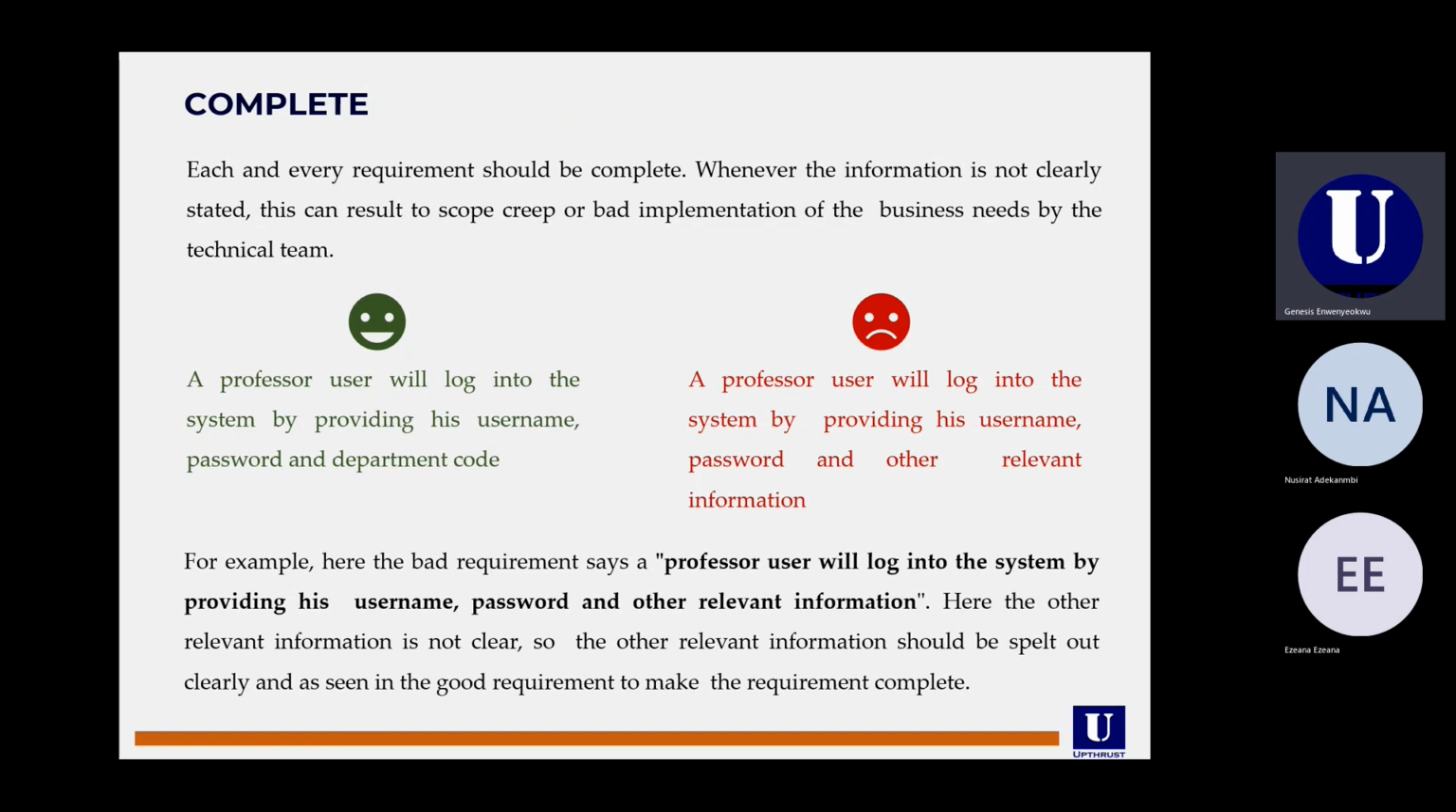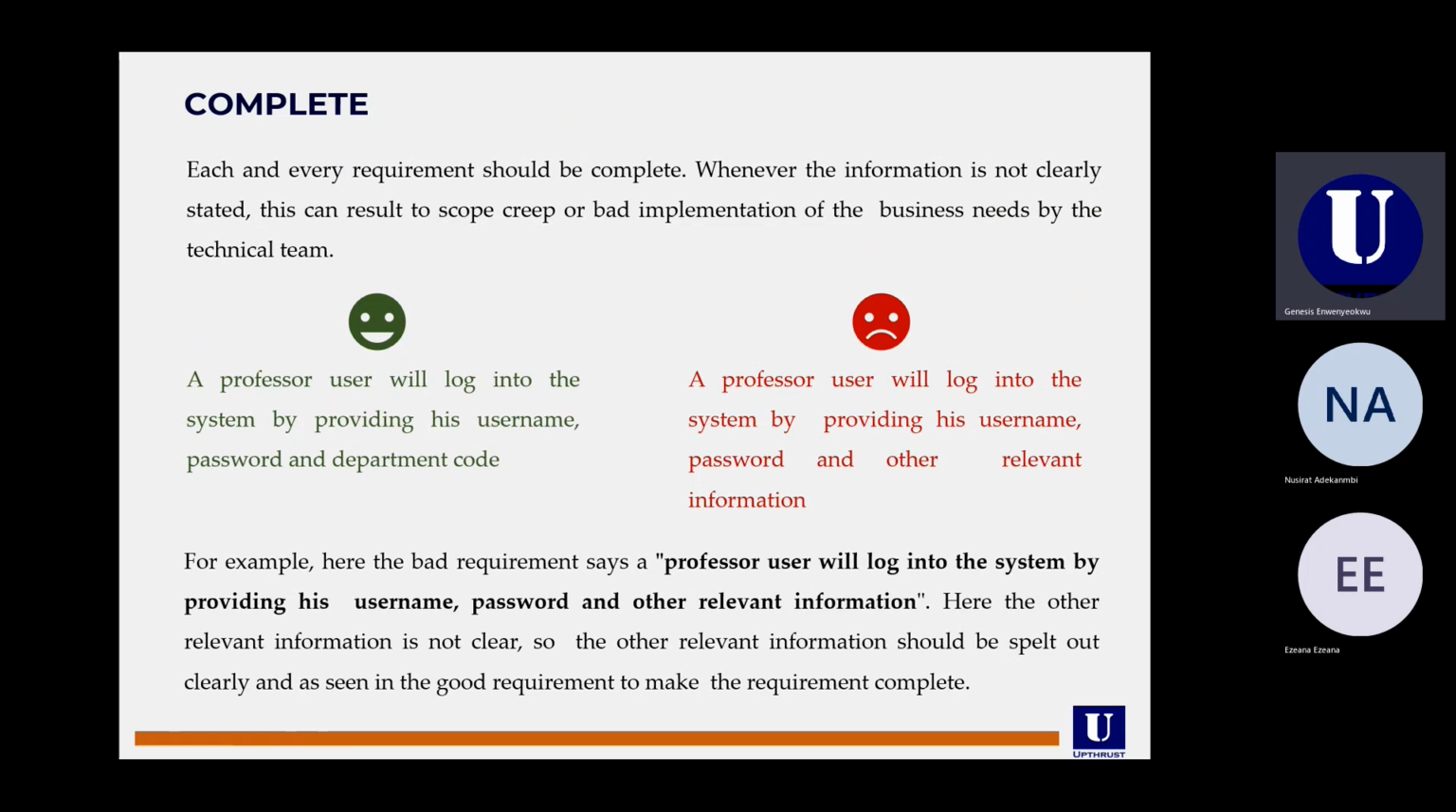Looking at the requirement to the right, it says a professor user will log into the system by providing his username, password, and other relevant information. Now, other relevant information could be maybe their first name, it could be their last name, it could be their date of birth, it could be their departments, it could be the courses they are lecturing, it could be their professorship ID, it could be their age, it could be their address, it could be their location, it could be their gender, it could be their height, it could be anything, right?